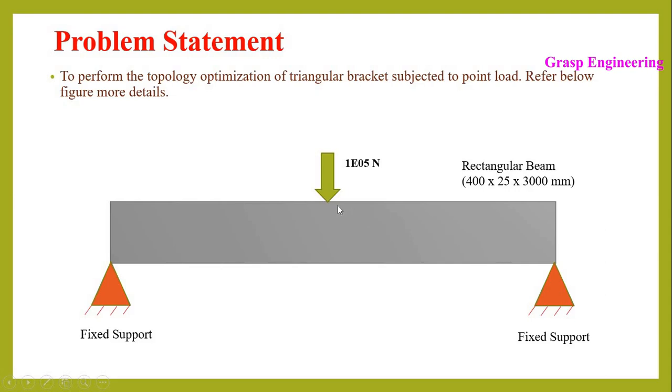Okay, and you can see that it is supported with fixed supports at both ends, as well as a middle point load of 1e5, which we need to apply at the center location of the beam. So for this rectangular beam we can check, for a middle point load, what amount of material we are going to remove from this respective beam.